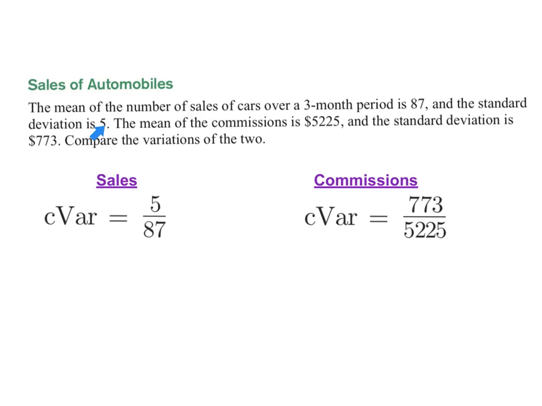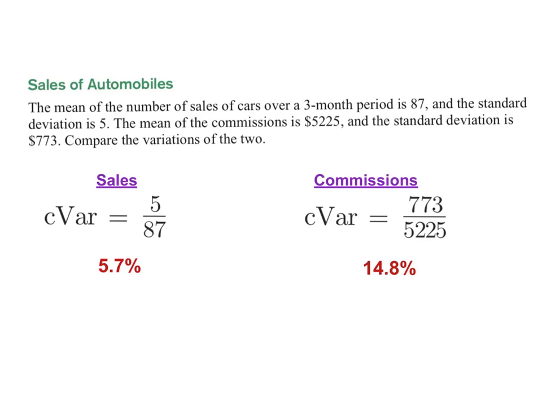773 to 5, it would seem like there's nothing in common there, right? The standard deviation is 5 cars, but the standard deviation for commission is $773. We can normalize that and compare them by dividing them each by their means. Okay? So when I do that, I end up with the coefficient of variation for sales is 5.7%. Again, you have to convert that decimal to a percent. And then the commission is 14.8%.